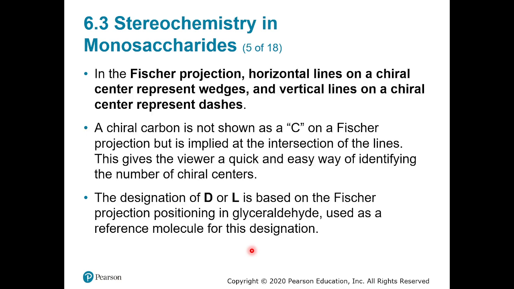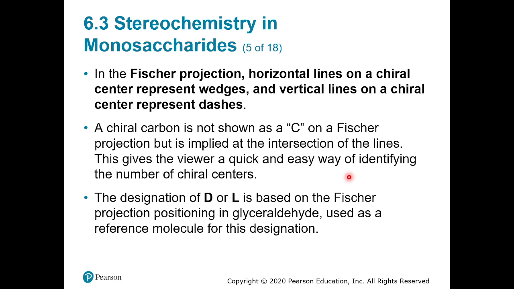So again, the Fischer projections: the horizontal lines are the ones that represent your wedges. The vertical lines are going to be the ones that represent your dashes. Those are going away from you, right? The chiral center is typically not shown as a C because you will know that by the fact that the lines cross, right? This just gives a very easy, quick way to tell the difference between these.